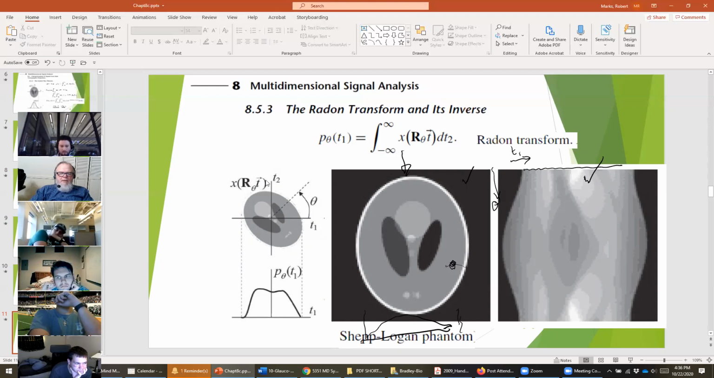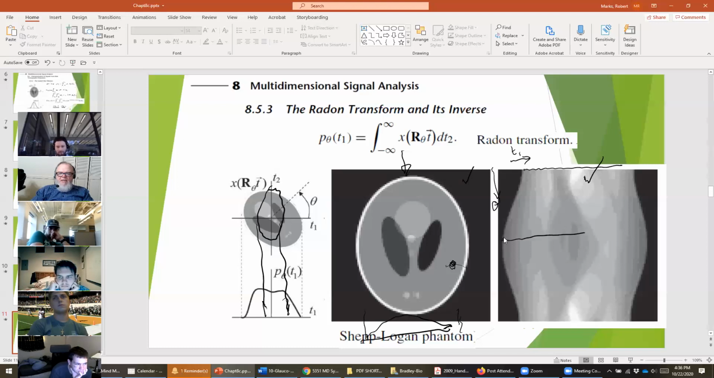Let me do it another way. If we have the Shepp-Logan phantom here and we do a projection, the projection is going to be small, isn't it? Because outside the Shepp-Logan phantom is equal to 0, so the projection is always going to be 0. When is it going to be fattest?